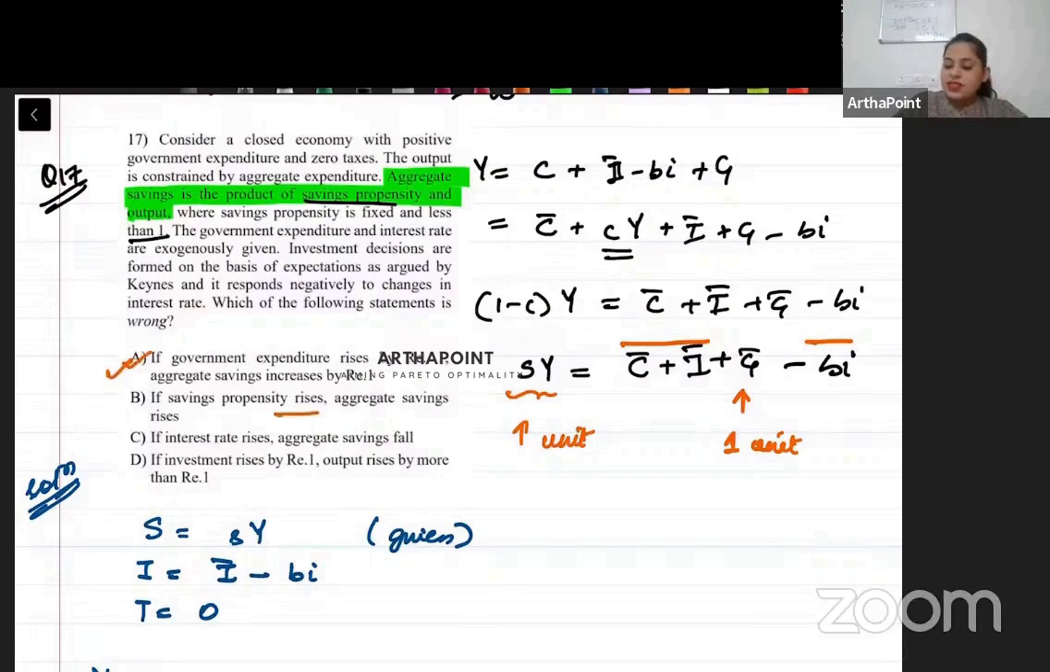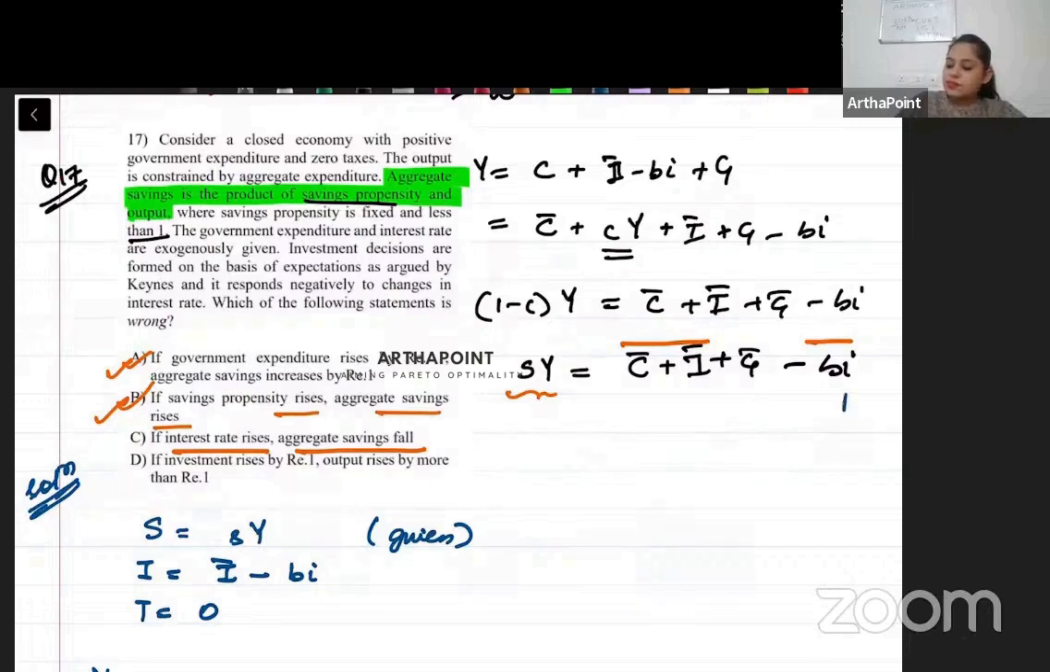If saving propensity rises, aggregate savings will rise. That's also correct. Aggregate savings are small s into y. So if this increases, aggregate savings will increase, right? If interest rate rises, aggregate savings will fall. That's also correct. So let's say interest rate goes from 4 to 5. This is followed by a negative sign, right? So an increase in interest rate will cause a decrease in this, a decrease in the aggregate savings. So we will go ahead and take this also as correct.